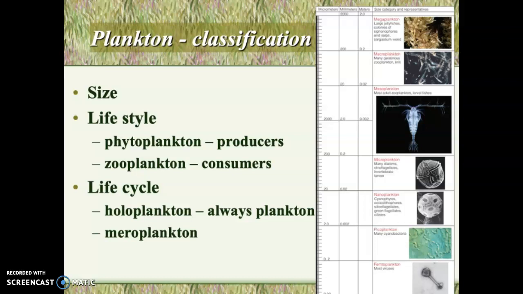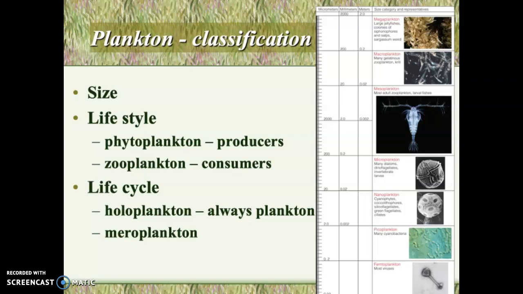We can also classify them based on lifestyle. Are they producers? Generally speaking, these are going to be the phytoplankton, but they're also chemosynthesizers as well. But the phytoplankton are the photosynthetic organisms that drift with the current. And the zooplankton are the things that eat photosynthesizers and other organisms. So they are the animal-like plankton. And some of them would be classified as animals and others would not.